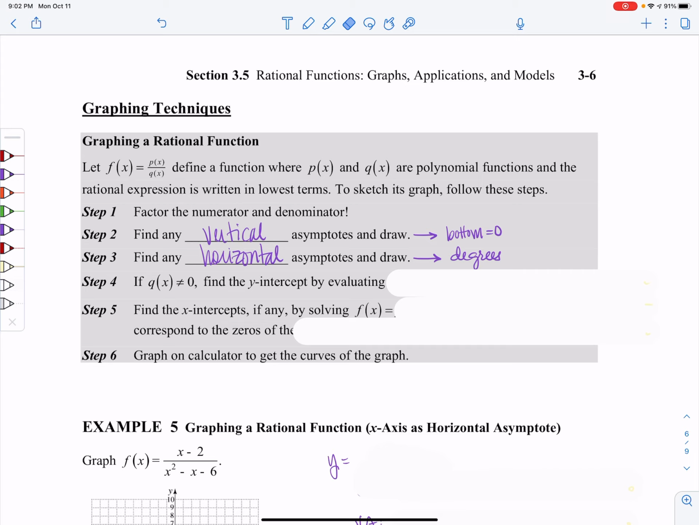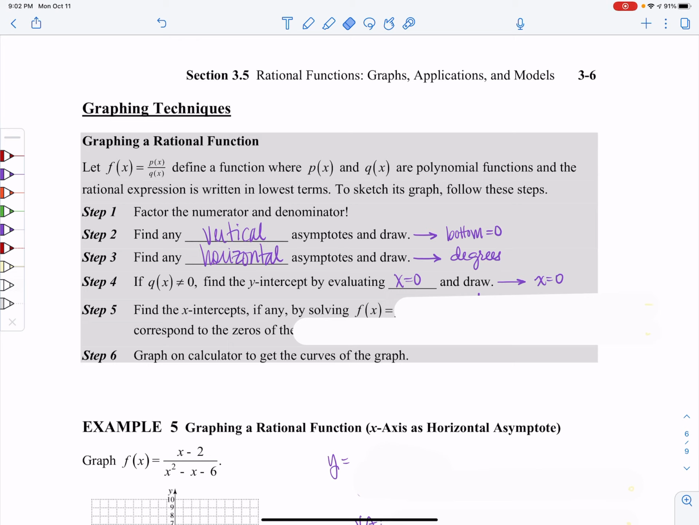For step 4, we want to find Y-intercepts. Now you remember that a Y-intercept is found by plugging in 0 for all the x's. And that's exactly what's happening here. We want to plug in 0 for all the x's and just solve. And this will give us our Y-intercept.